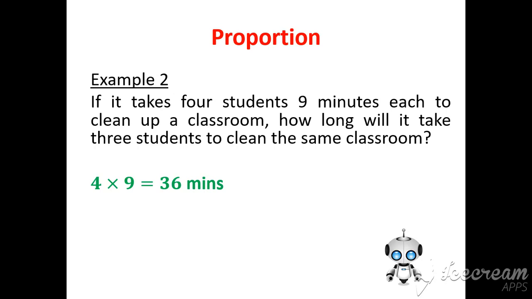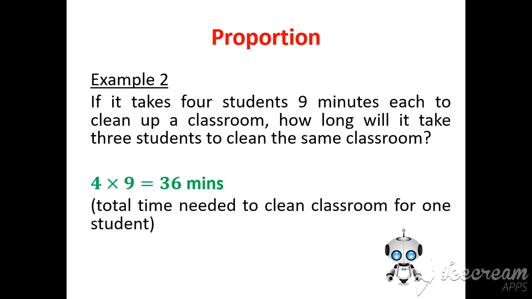4 times 9 is 36 minutes. This is the total time needed to clean the classroom for a student. And this is what we call our unit size. There's 36 minutes of work needed. Now, because we know there's 36 minutes of work needed, if there are only 3 students to clean up the classroom, let's divide 36 by 3 to get 12 minutes each. Each student, if there were just 3 of them, needs to put in 12 minutes to make up the 36 minutes of work needed.